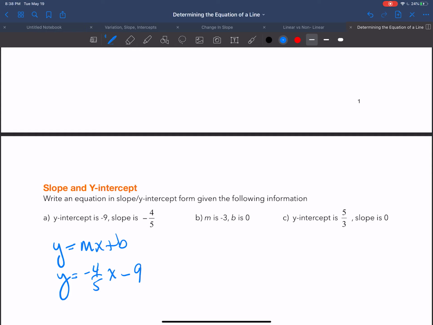In b, they tell me that m is negative 3. So in y equals mx plus b, instead of m, I have negative 3. And the b value is 0. So what it looks like is this, but we wouldn't write that. We would just write negative 3x.